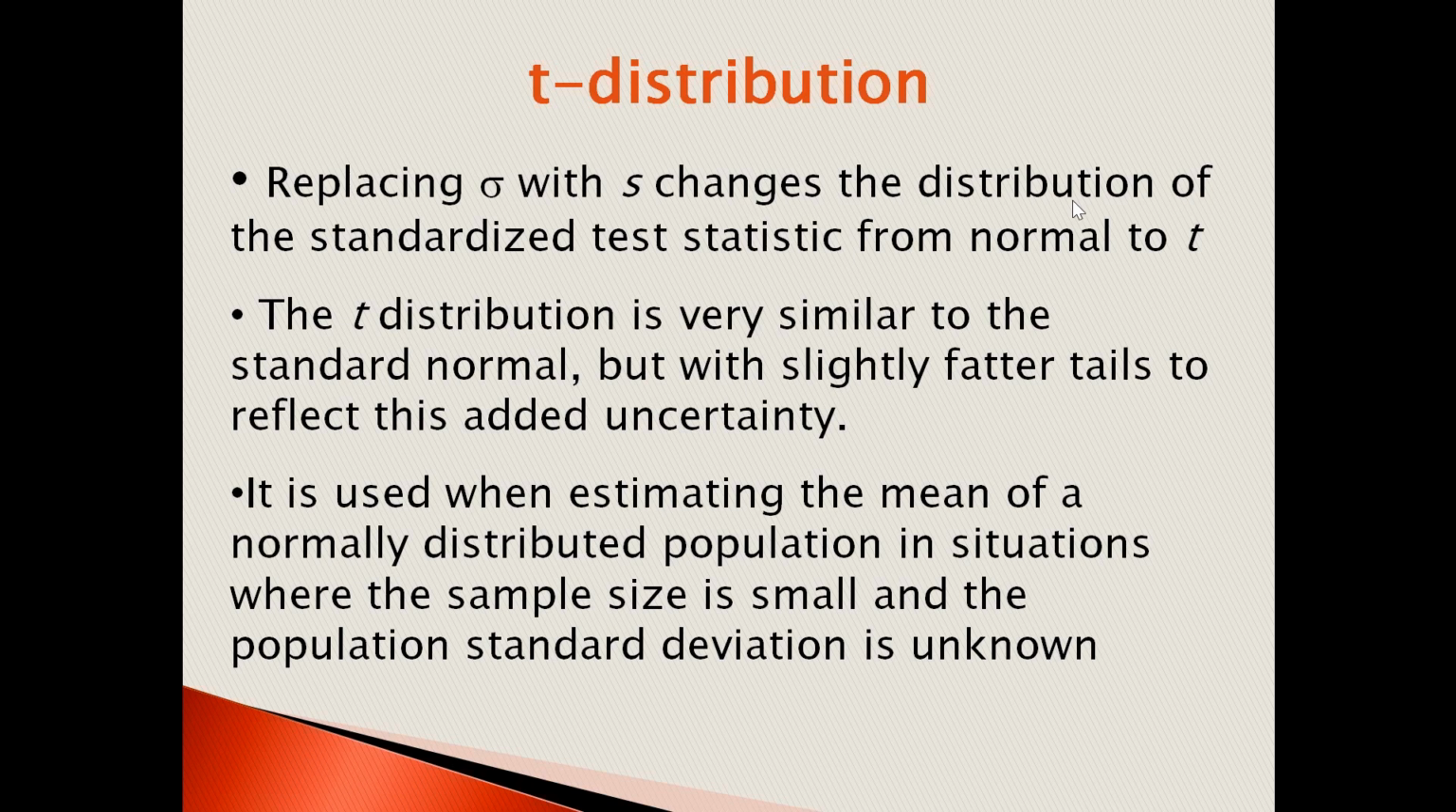It is used when estimating the mean of a normally distributed population in situations where the sample size is small and the population standard deviation is unknown. So if you have a very large sample and you have the population standard deviation, by all means go ahead and use the normal distribution. However, in most cases, we don't have the sigma. So if we have the sample standard deviation instead, then we will have to use the T distribution.